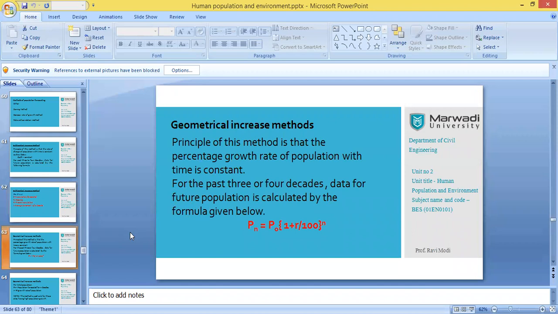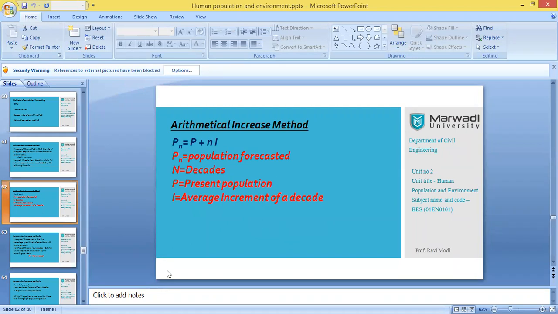Okay, next method is, if you want to first of all write down this formula, you can do it. I'll give you a minute for that.